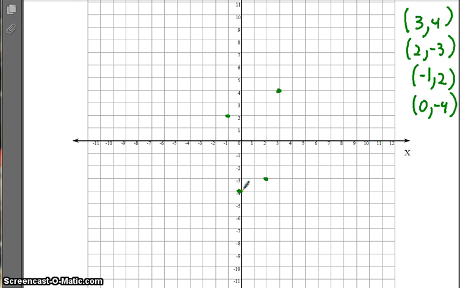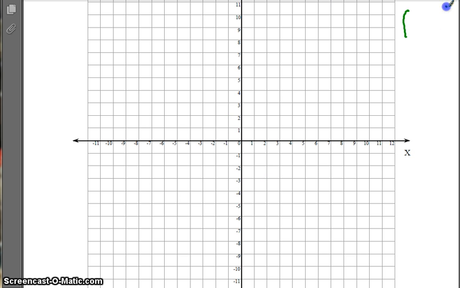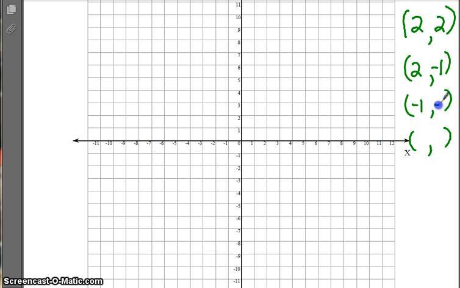So not too terribly complicated, but as long as you remember that in each of your coordinates the first one is the x and the second one is the y, you can easily indicate these. So let's put another series of points up here. Okay, I got 4 points up there.